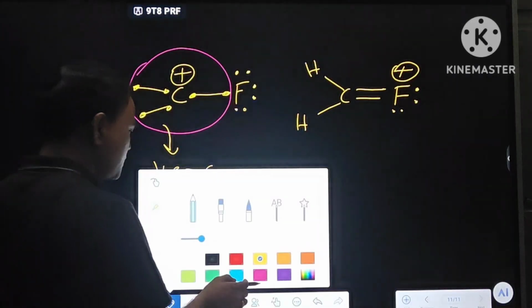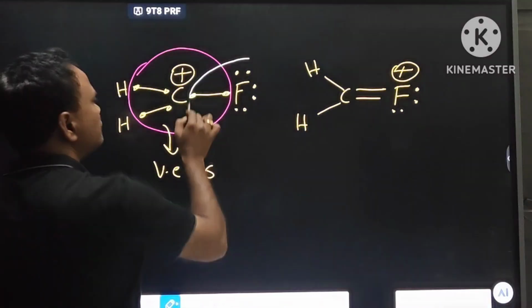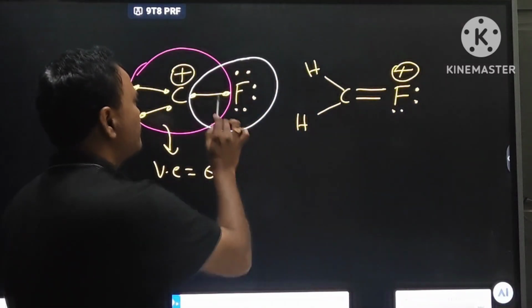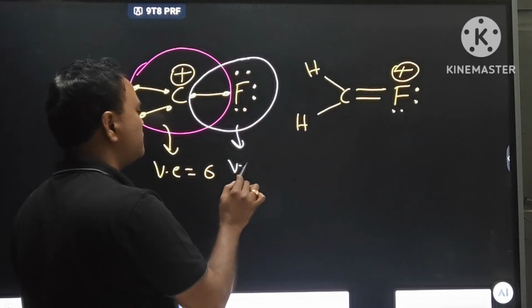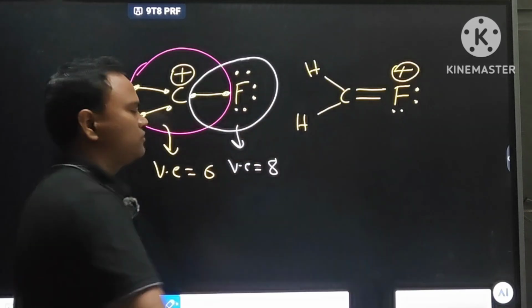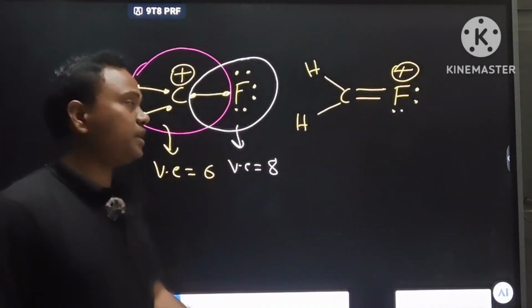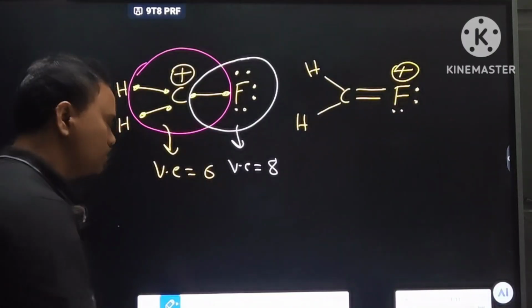Now let us take another color, white. In this white circle, how many electrons are present? 1, 2, 3, 4, 5, 6, 7, 8. 8 electrons are present. Means octet is present around fluorine, but here octet is not present around carbon. Remember that part.